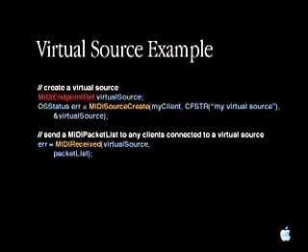Here's an example of how to create a virtual source. You need to have that client ref that you created at the beginning of the program, my client. You give your source a name. You get back an endpoint reference to it.